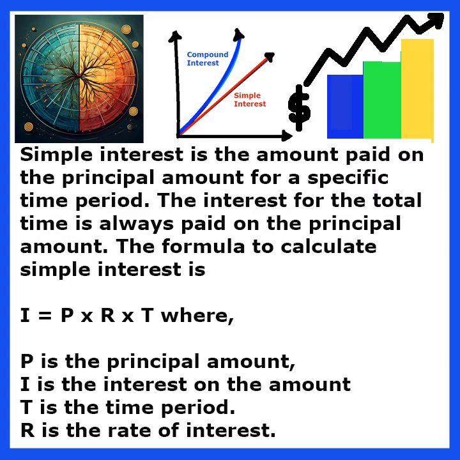Simple interest is the amount paid on the principal amount for a specific time period. The interest for the total time is always paid on the principal amount. The formula to calculate simple interest is I equals P multiplied by R multiplied by T, where P is the principal amount, I is the interest on the amount, T is the time period, R is the rate of interest.